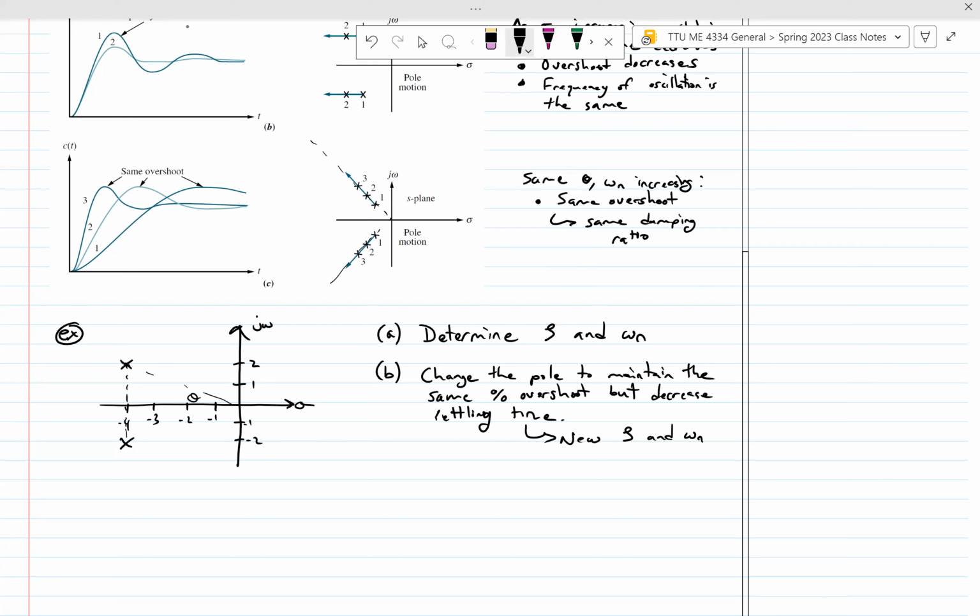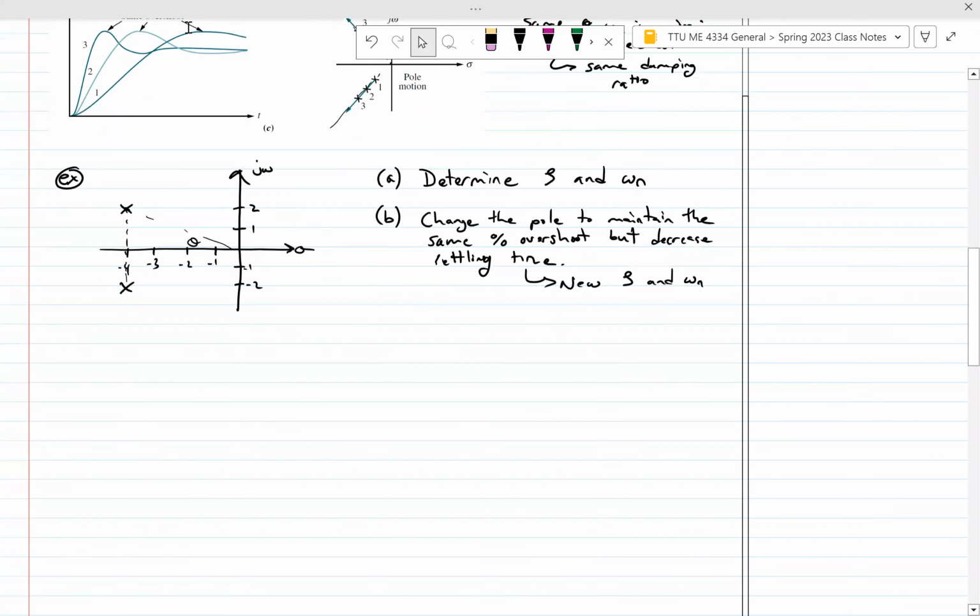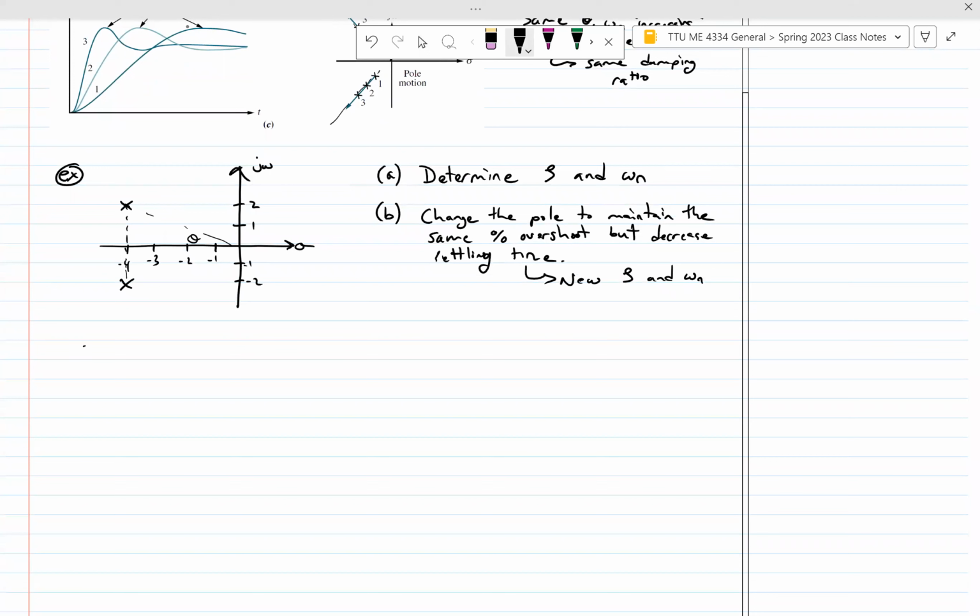Okay, so we have several options for approaching this. What's your guys' recommendation? Let's start with A. How can we figure out, if I just give you these poles here, what zeta and omega n are? There's several different ways that we can approach this.